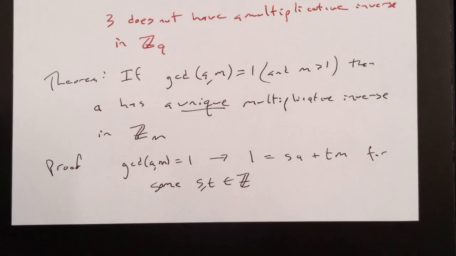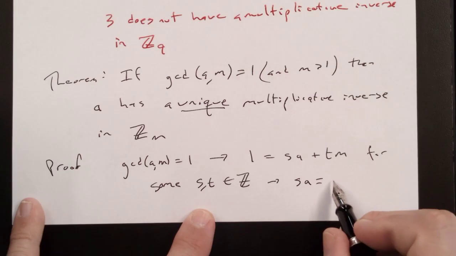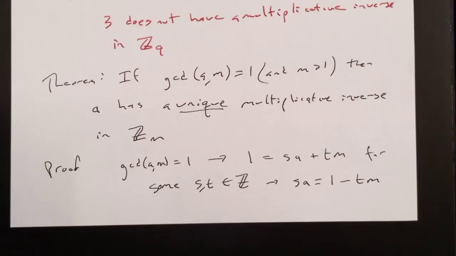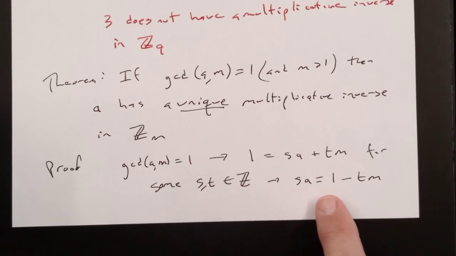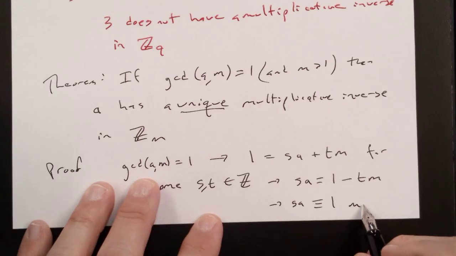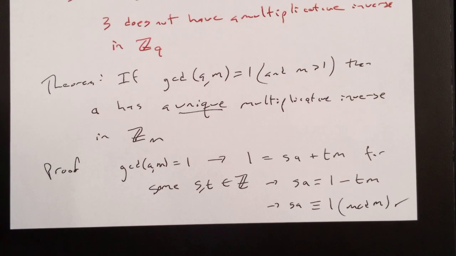Wait a second. That means that S times A is 1 minus Tm. Which means SA is 1 bigger than a multiple of M. SA is congruent to 1 mod M. Check. There you go. The number I need to be the multiplicative inverse is the number S I get from Bézout's coefficients.